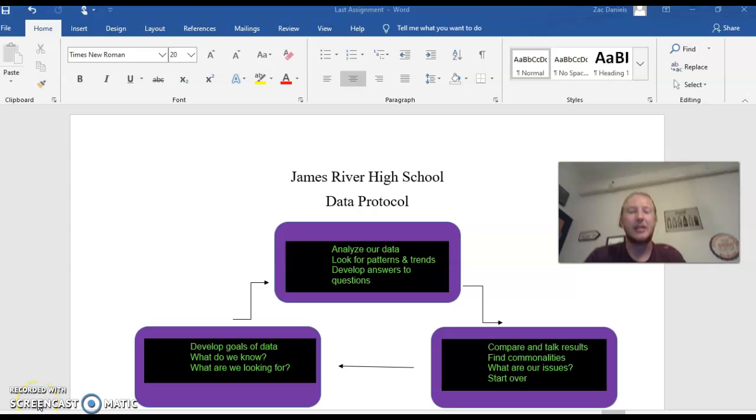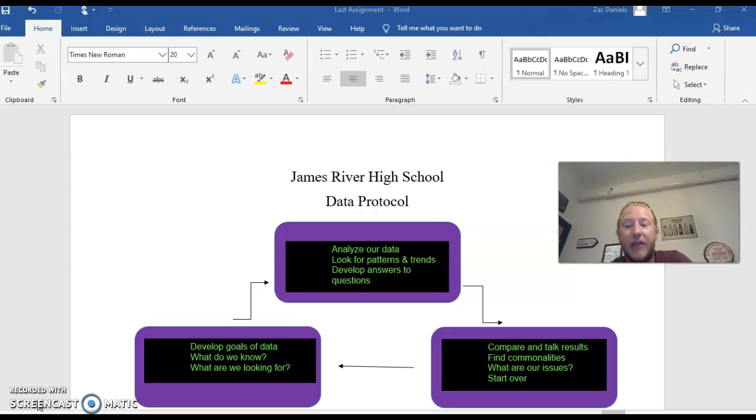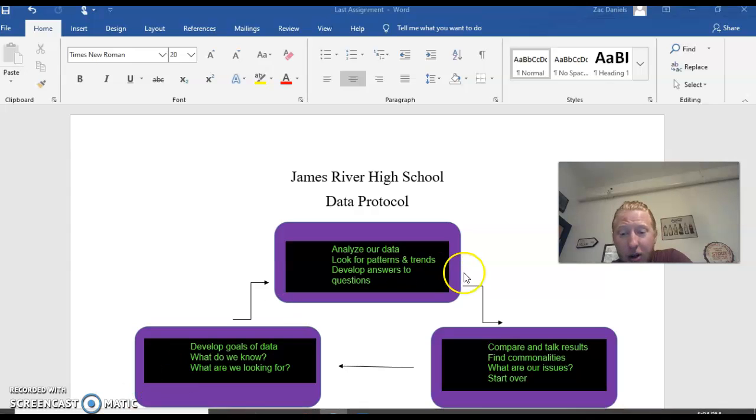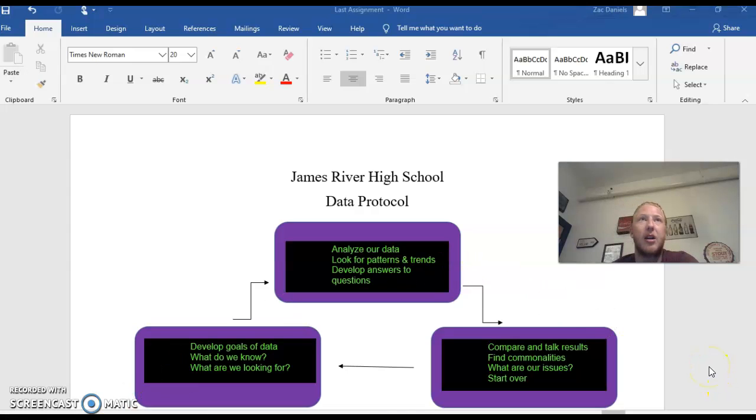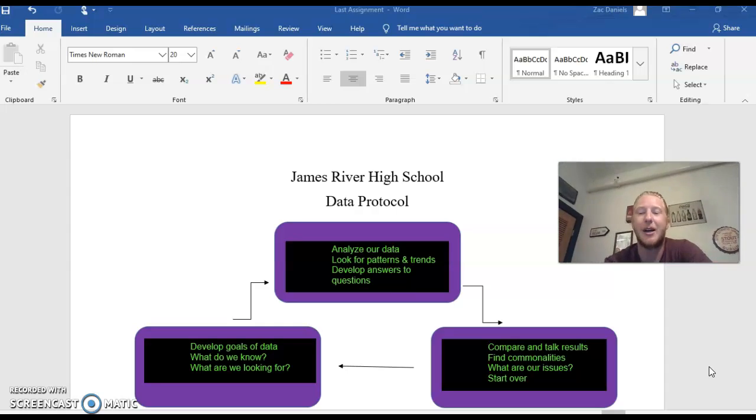This is my data protocol diagram for AEP 858. I did the James River data protocol after talking to some of my admin. We actually don't have anything that looks like this, so this is my attempt at what it could look like at my school.